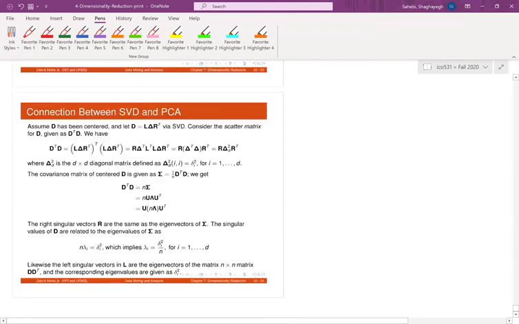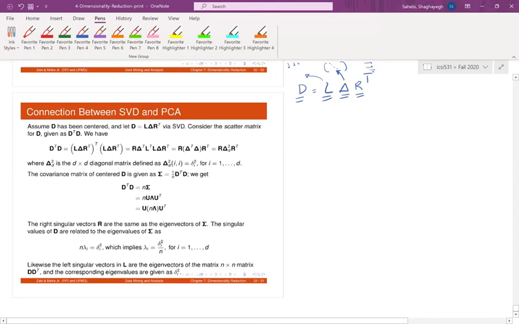Now, how can we connect SVD and PCA? Let's look at this in more detail. We said that our data matrix D can be rewritten as L delta R transpose, using this notation so as not to confuse the two sigmas with each other, where delta is the diagonal matrix, L is the left singular vectors, and R is the right singular vectors.